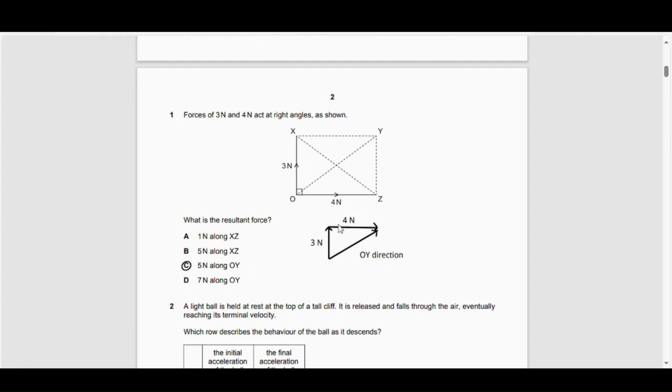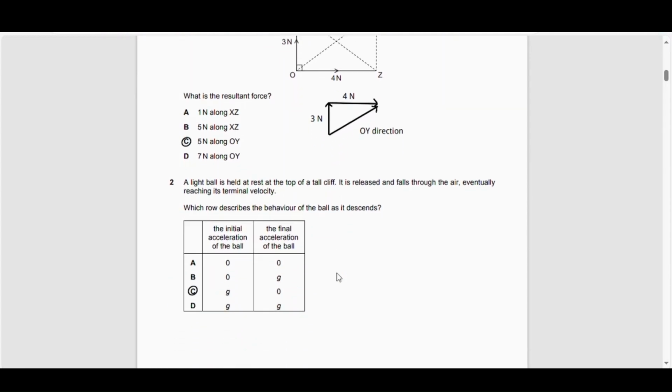So because they are at right angles to one another, you can just use Pythagoras to be able to calculate the length of the hypotenuse, which is also the length of the resultant. And that gives you a value of 5 newtons. So it's a fairly straightforward question.